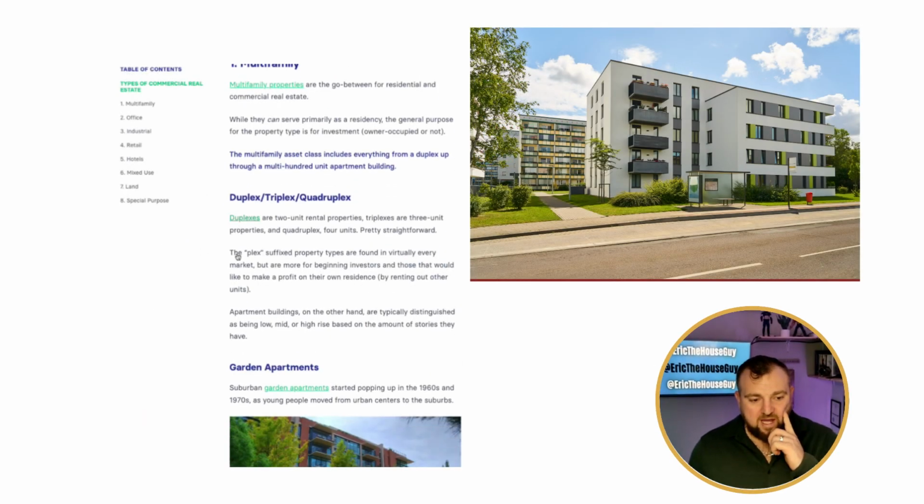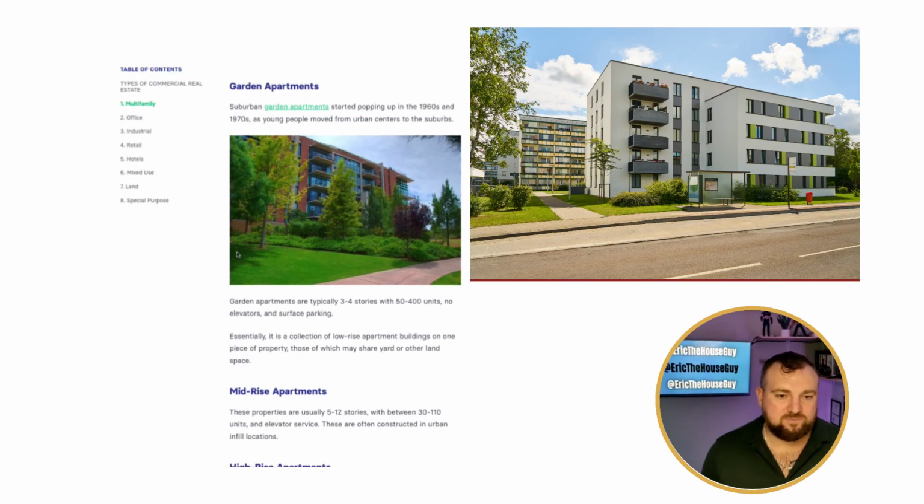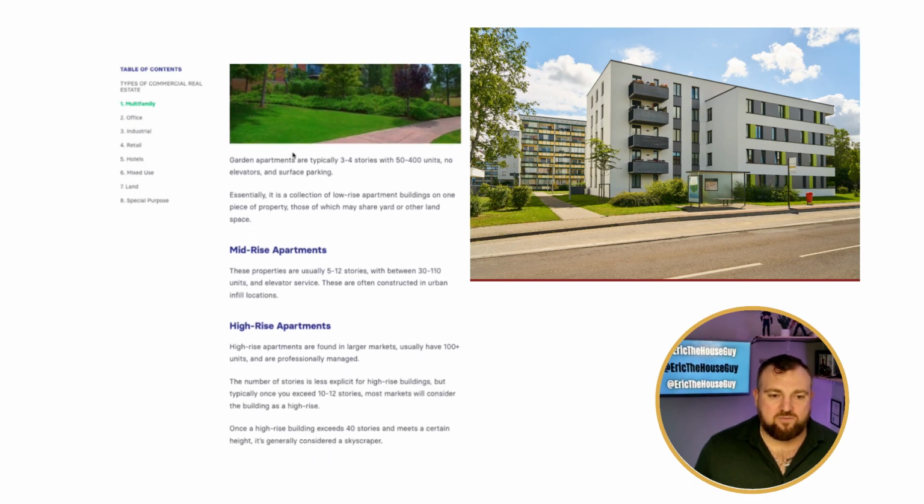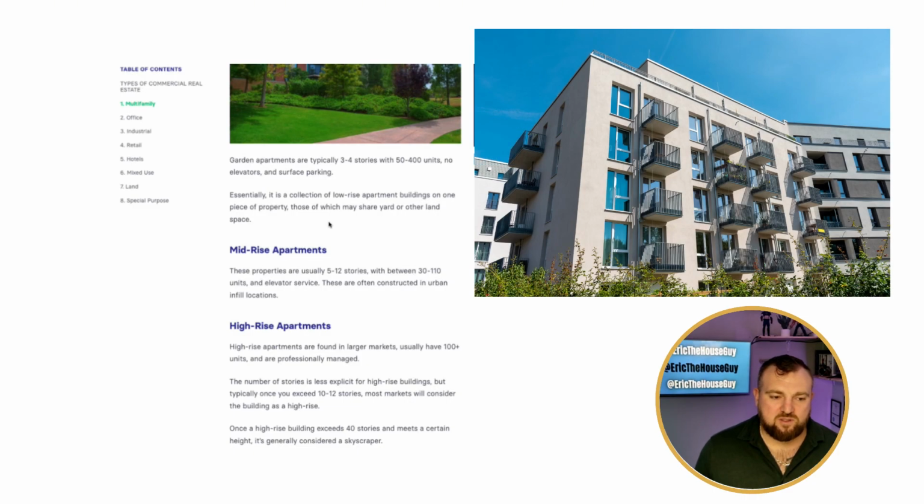Now let's go back and look at garden apartments. Suburban garden apartments started popping up in the 1960s and 70s, when young people moved from the urban centers to the suburbs. Garden apartments are typically 3 to 4 stories with 50 to 400 units, no elevators, and surface parking. Essentially, it is a collection of low-rise apartment buildings on one piece of property, which may share yard or other land space.